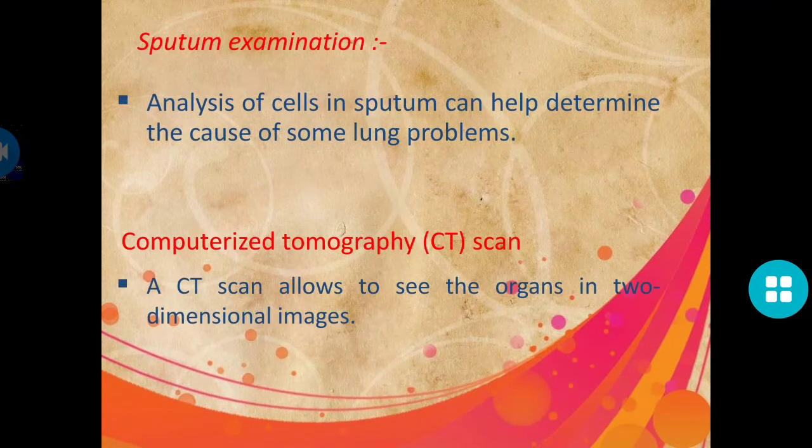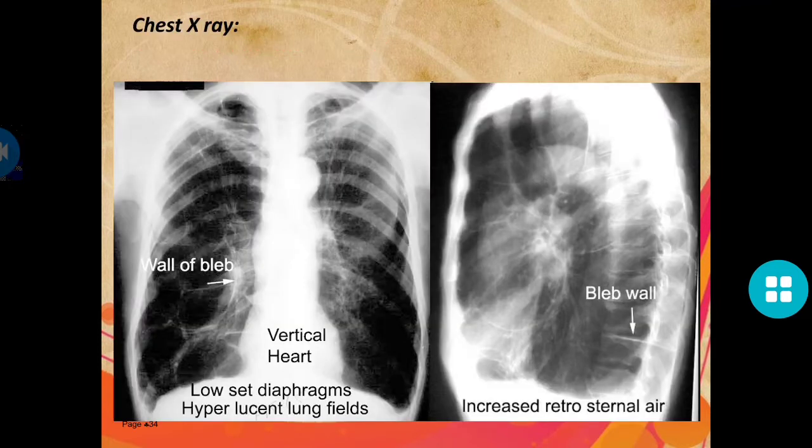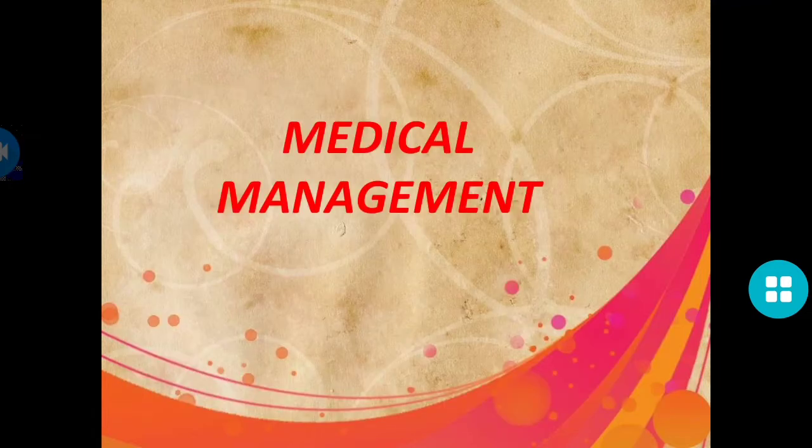Sputum examination. Analysis of cells in sputum can help determine the cause of some lung problems. Computerized tomography, CT scan. A CT scan allows us to see the organ in two-dimensional images. This is how the chest X-ray looks like. Medical management.